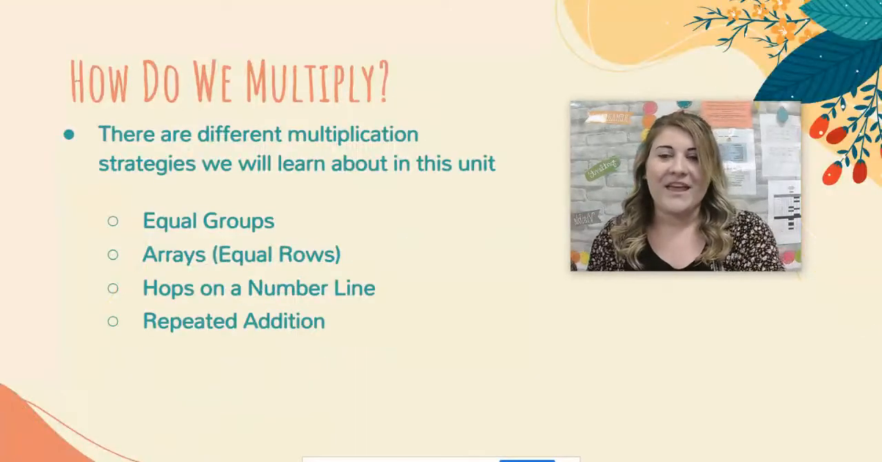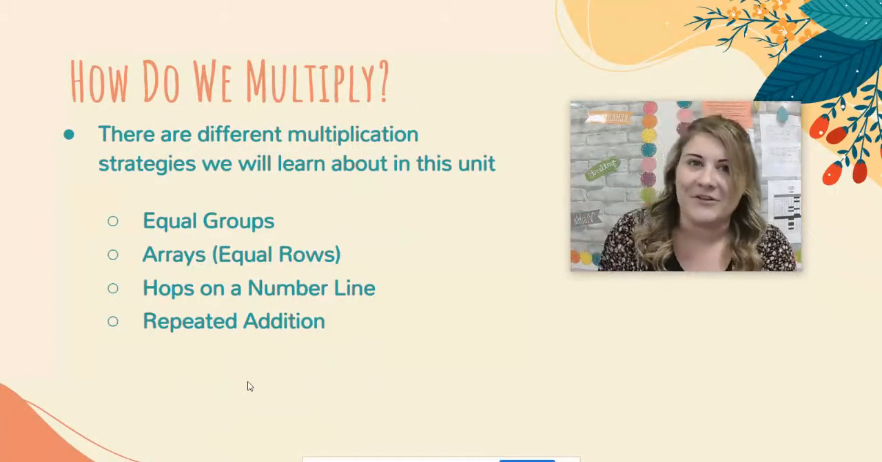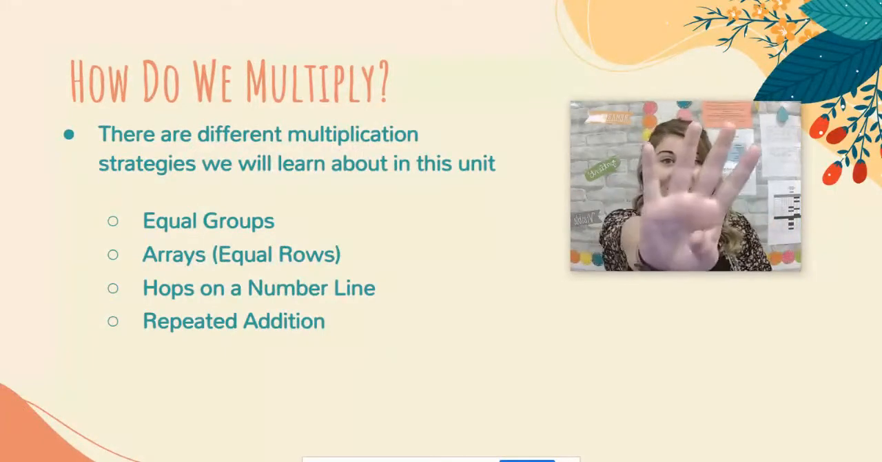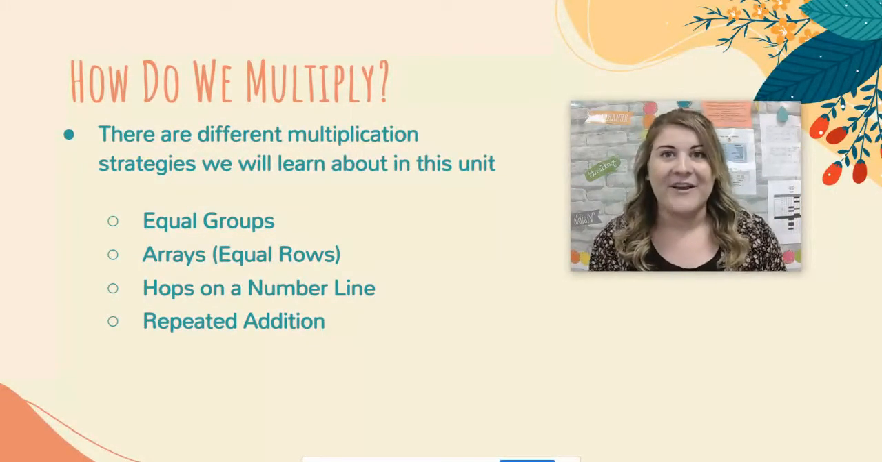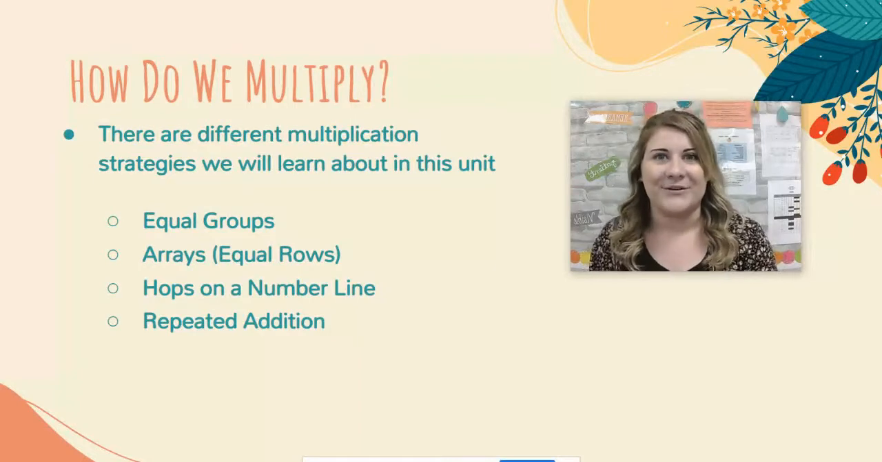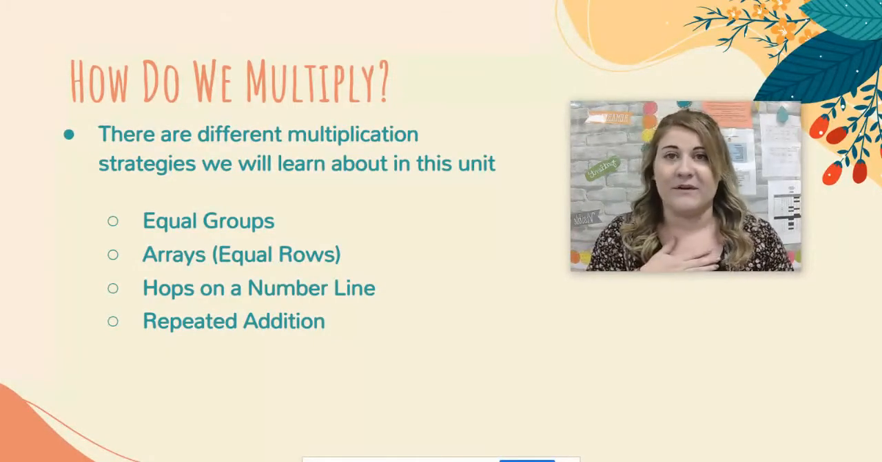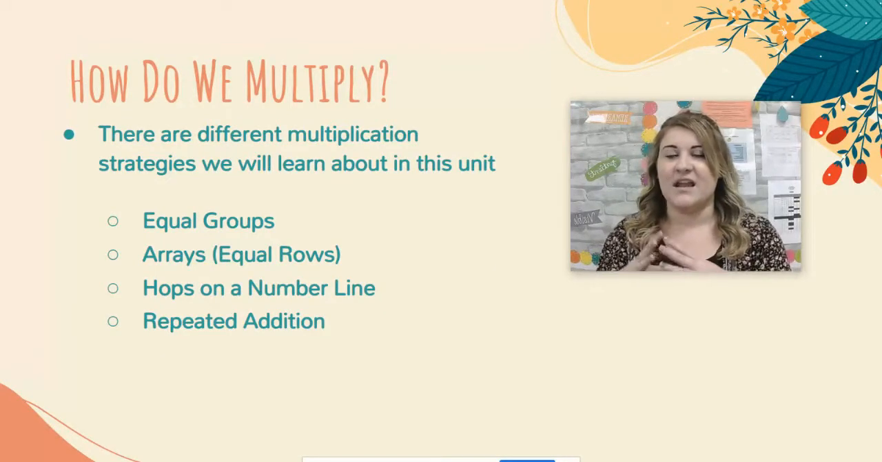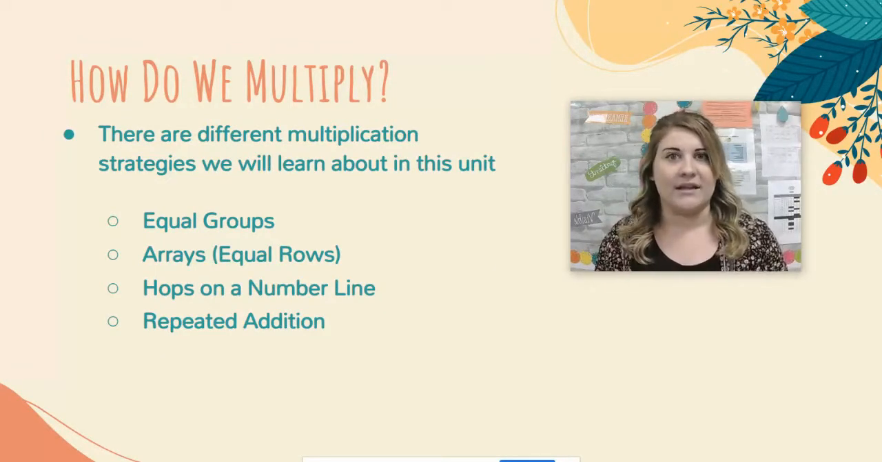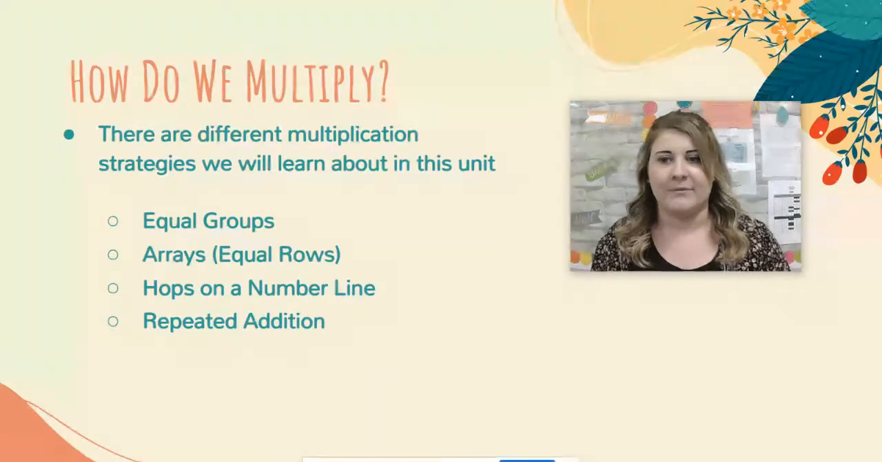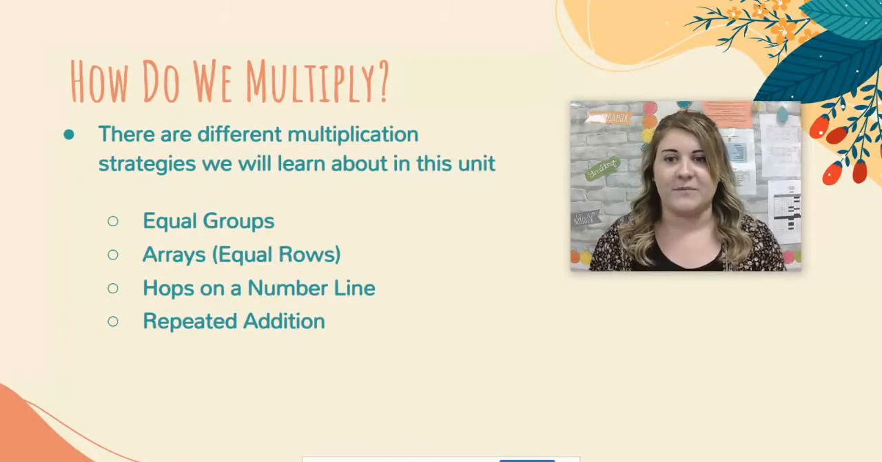So let's look at how we can multiply. There are actually 4 different ways that we're going to learn about when we are talking about multiplication, okay? We're starting out with the easiest one, equal groups. Equal groups is one of my favorites because it is the easiest way to get an answer quickly to solve a multiplication problem. Next, we're going to get into arrays, which are rows. We're actually going to do that this week. Then next week, we'll talk about hops on a number line, and we're also going to mention repeated addition.